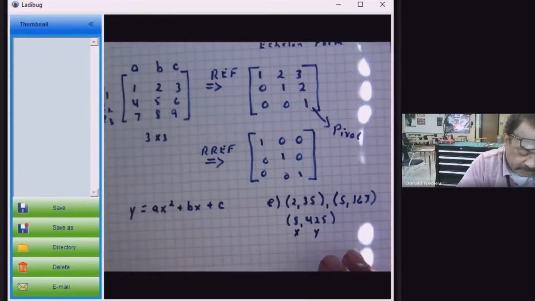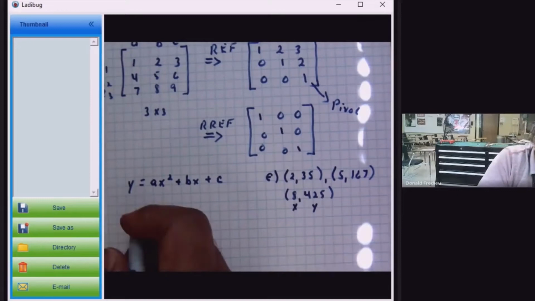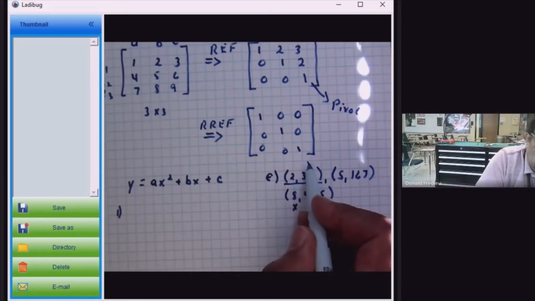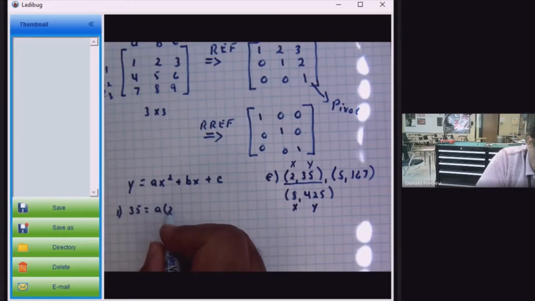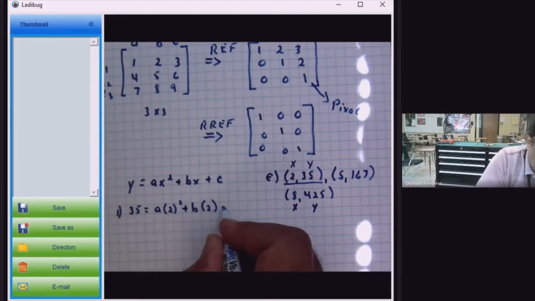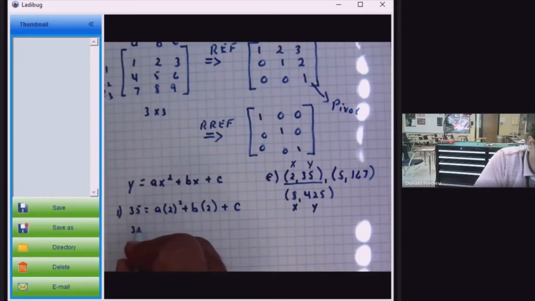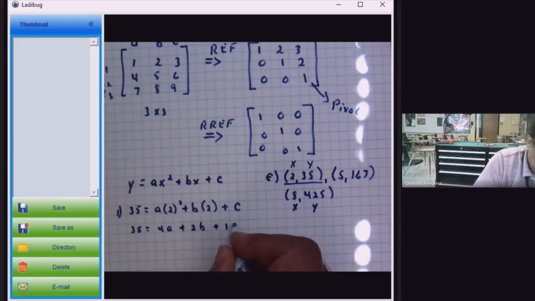Now, we can use that because these are values of x and y to write equations. So let's write our first equation. We're going to use this first point here. We know the y value is 35 and the x value is 2. So this becomes 35 equals a times 2 squared plus b times 2 plus c. And we don't know what c is. So this equation becomes 35 equals 4a plus 2b plus 1c.